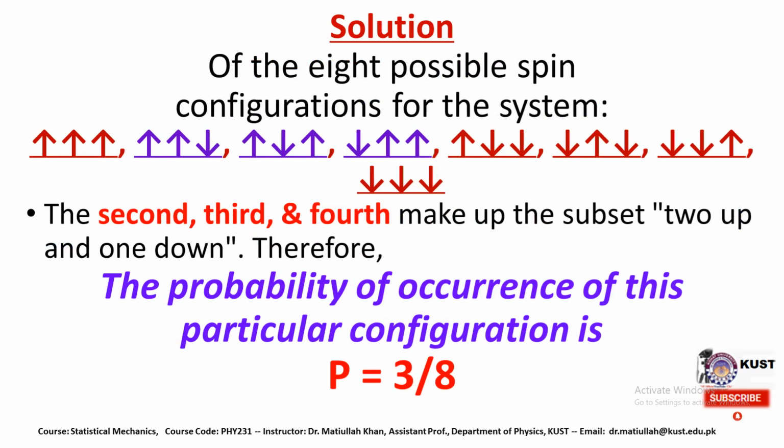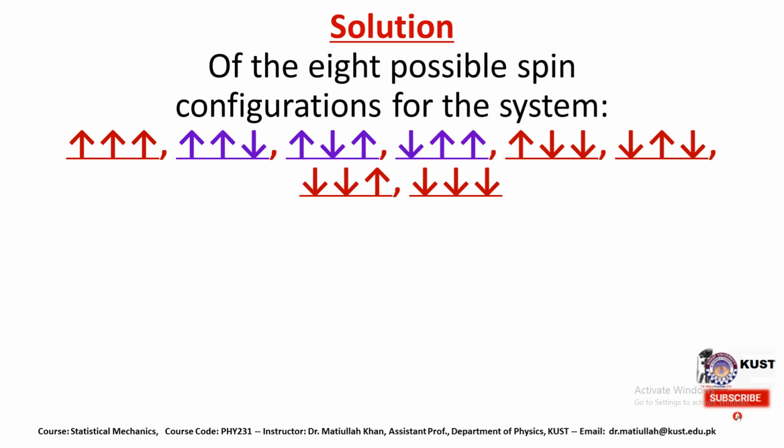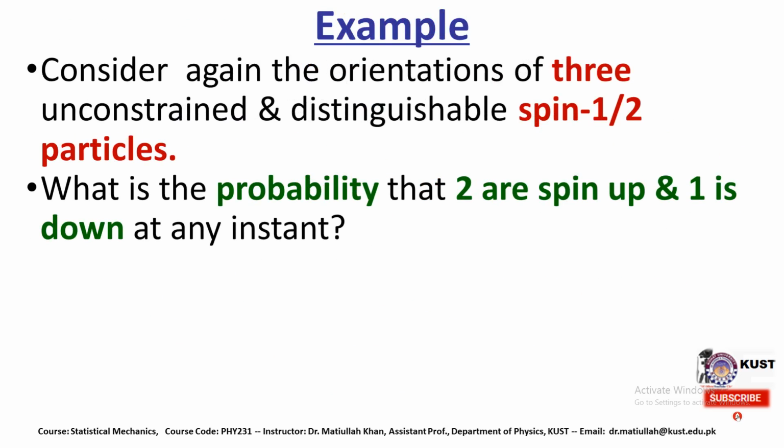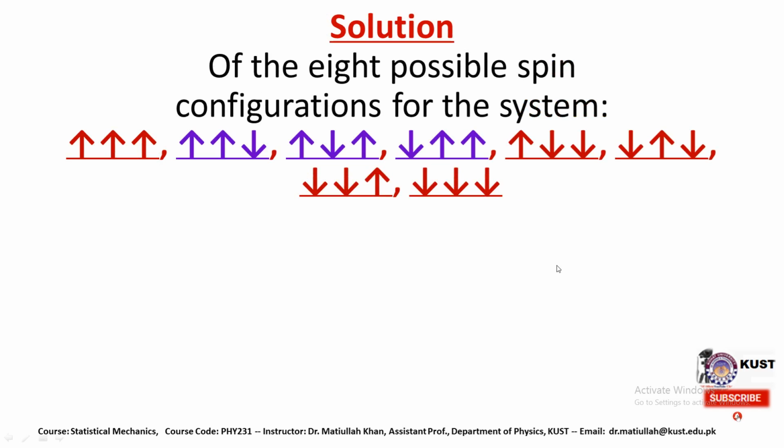Let's solve another problem where we need to calculate a probability: what is the probability that 3 are spin up and 0 is spin down? How can we calculate the probability for that? Let's come towards the solution. Here, look at how many configurations we have where 3 are spin up and none is spin down. This is only 1. So 1 out of 8, and its probability is equal to 1 over 8.